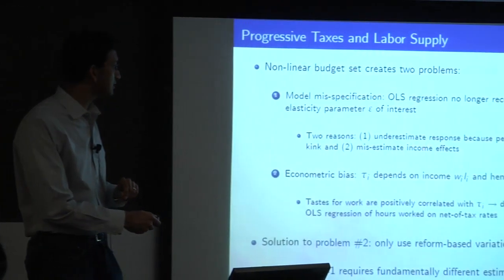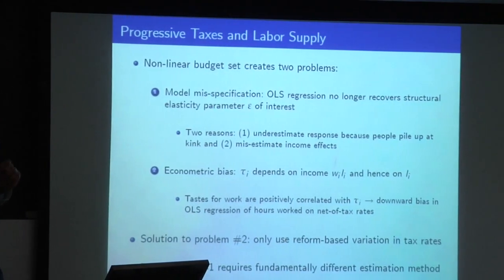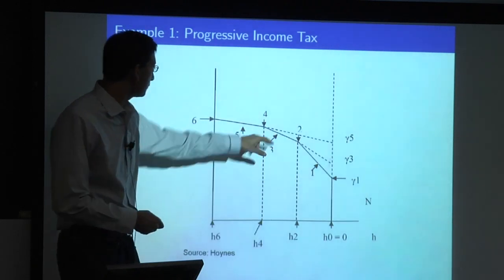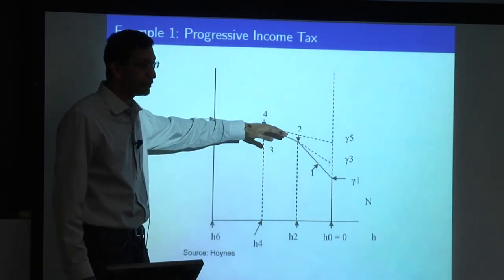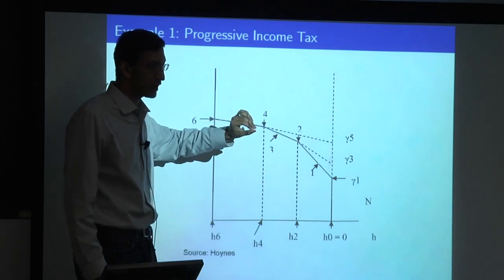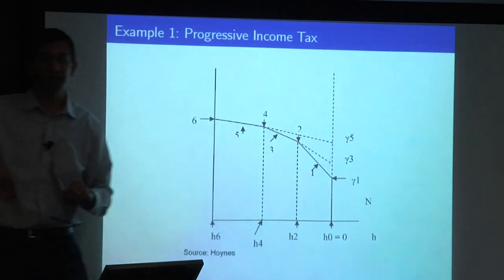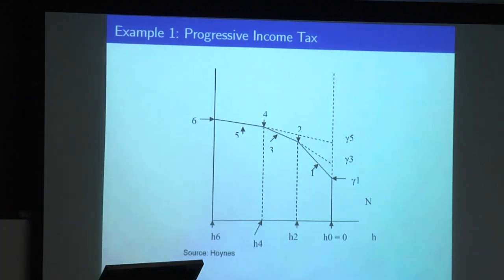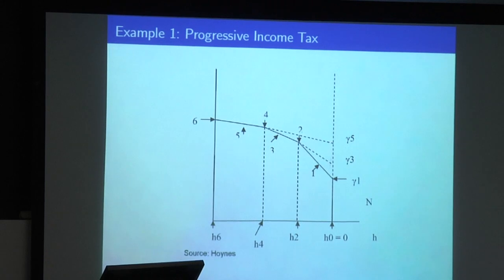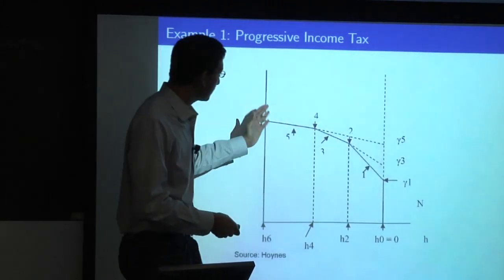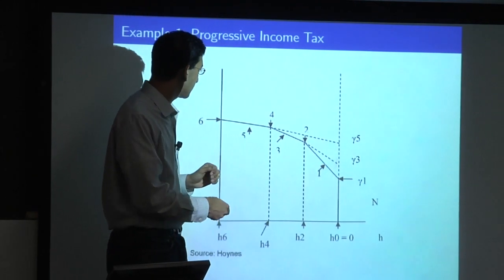First, you're going to underestimate the degree of response because people pile up at the kink. So let's go back to one of these examples. Let's say this one. When I run a local linear regression with just the marginal tax rate, let's say the marginal tax rate in this bracket is 40%, and it goes up to 50%. So what I do is run a regression of hours of work on the marginal tax rate that people face, using this reform which increased tax rates from 40 to 50%. Suppose I estimate that people reduced hours by 10% or something like that.